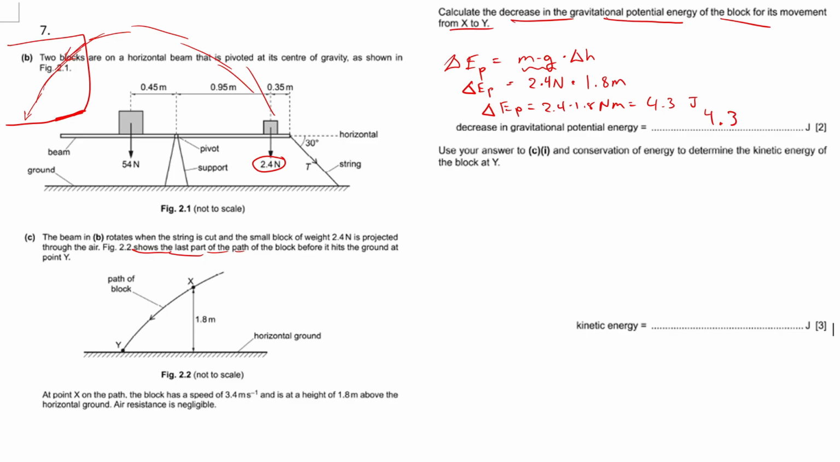Use your answer to C1 and the conservation of energy to determine the kinetic energy of the block at Y. Okay, so by conservation of energy, when we lose our potential energy, this actually turns into gaining kinetic energy.